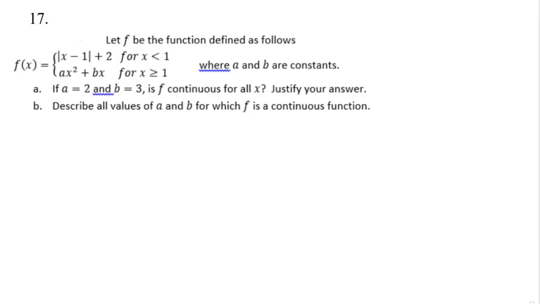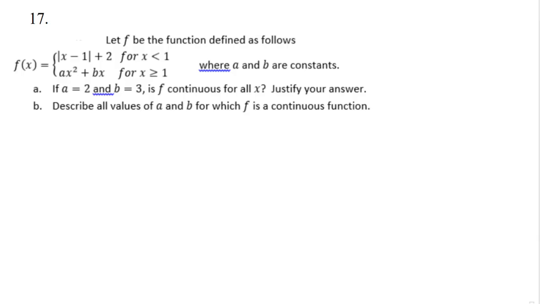All right, our last one here for this assignment. We've got a function, the absolute value of x minus 1 plus 2 when x is less than 1, and ax squared plus bx when x is greater than or equal to 1, where a and b are constants. So it says if a is 2 and b is 3, is f continuous for all x?